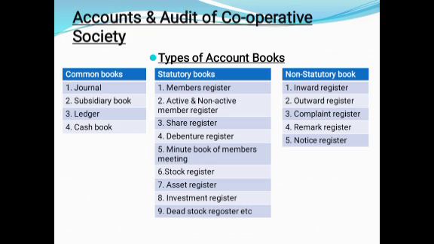Then the stock register. Stock register means how many stocks there are, opening stock, closing stock, inventory stocks, whatever stocks there are, we record in the stock register. Then the asset register: how many assets the society has in total, what the fixed assets and current assets are, should be registered in the asset register. Then the investment register: how many members have invested their capital in the society, we maintain in one book, that is the investment register.